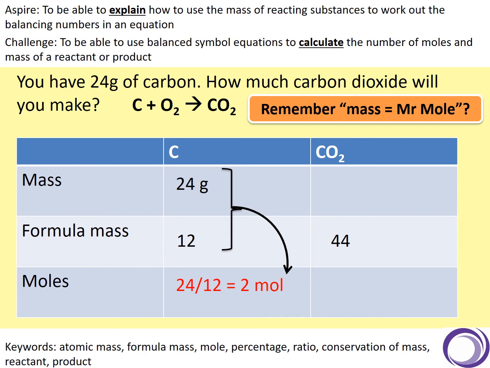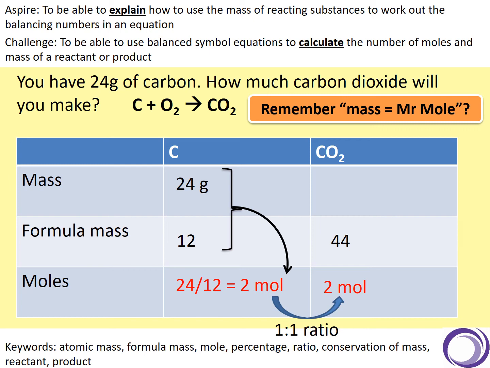We then look back at our equation and we look for the ratio. Now, there are no balancing numbers in our equation, so we know that it's a 1-to-1 ratio. So if we have 2 moles of carbon, that will mean we also have 2 moles of carbon dioxide.